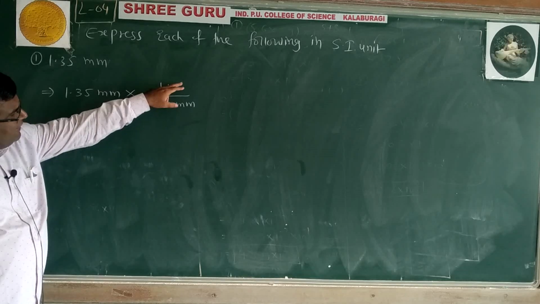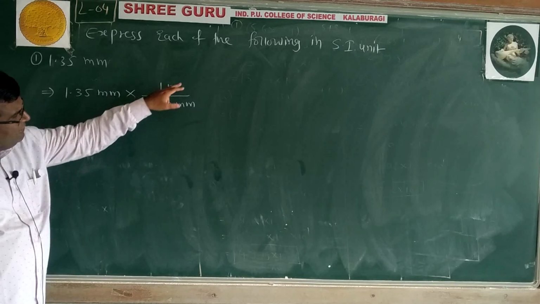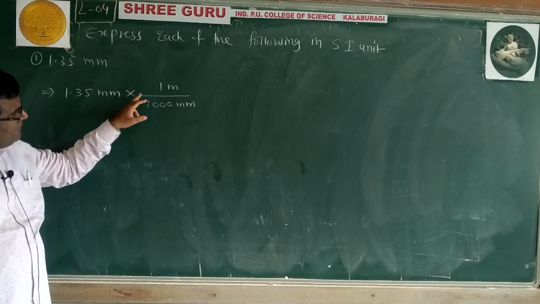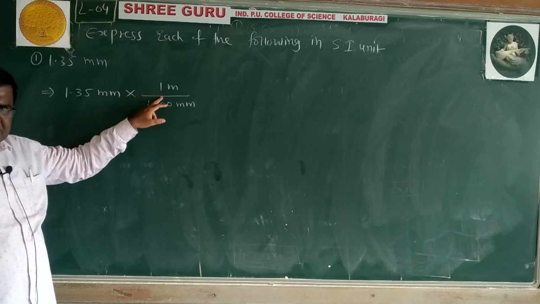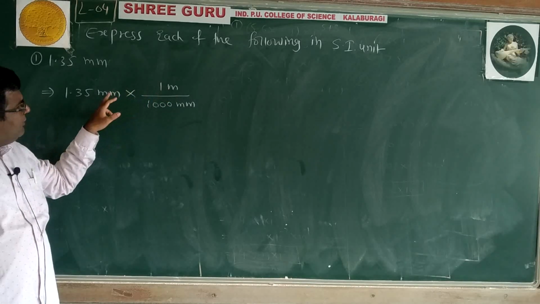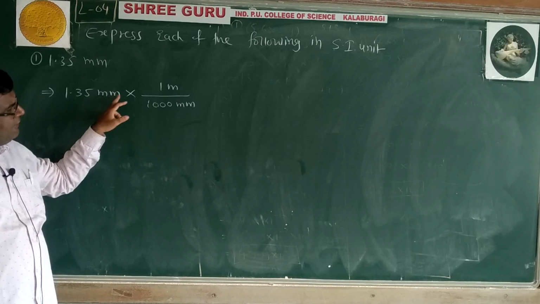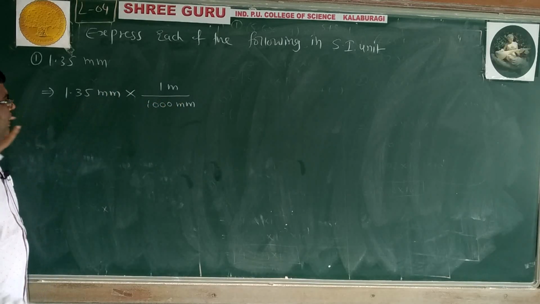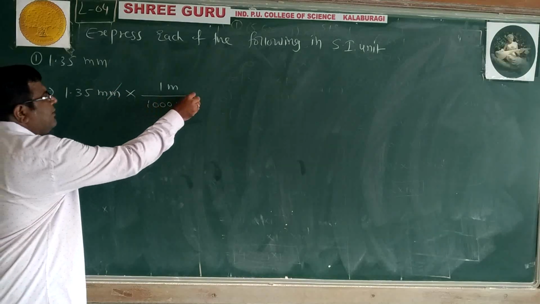Because we can cancel this 1 meter and 1000 millimeter, they are of same magnitude. So effectively we are multiplying this by 1, which doesn't change its value. But we are converting this millimeter to meter. How? This is millimeter in numerator and this is in denominator. So we can cancel it. So I will cancel this.